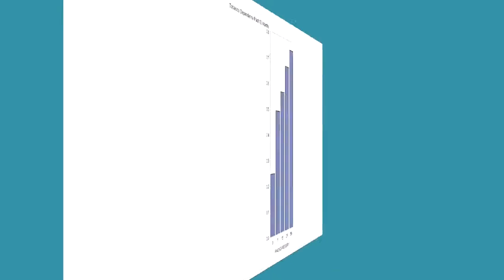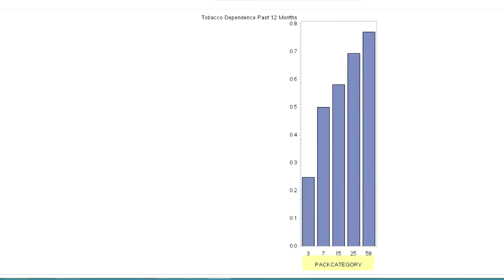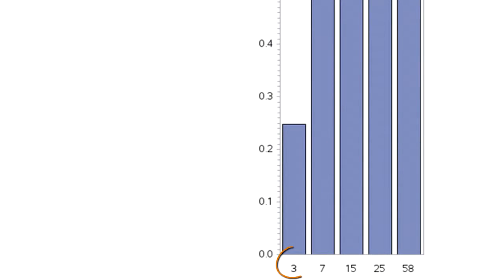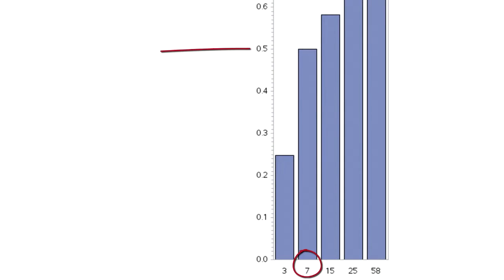Here's our categorical by categorical bar chart. Pack category, our explanatory variable, is on the x-axis, and this is by the rate or proportion of nicotine dependence along the y-axis. So you can see from this graph, among those smoking 1 to 5 packs a month, about 25% of those individuals are nicotine dependent. Among those smoking 6 to 10 packs a month, 50% are nicotine dependent.